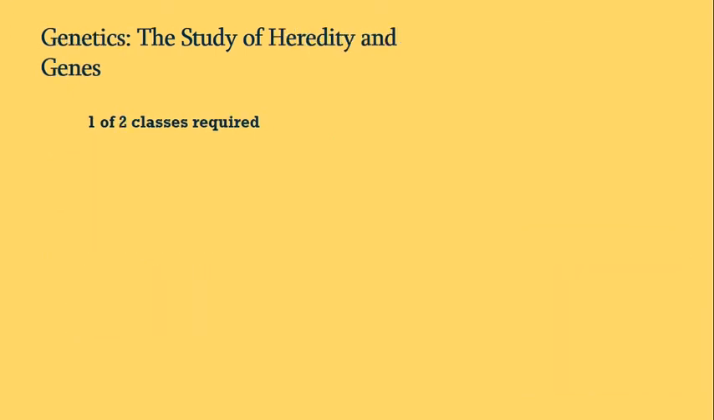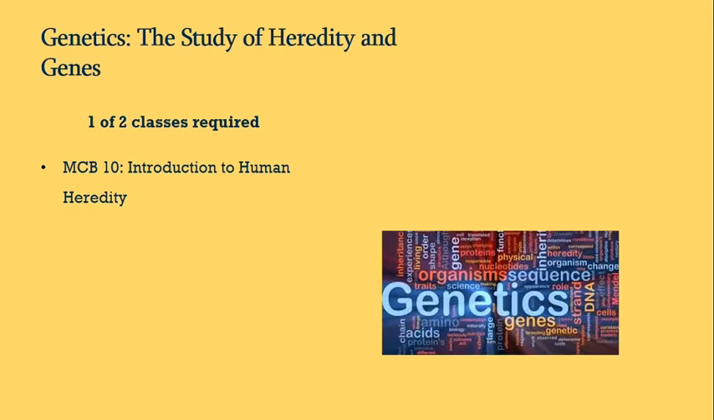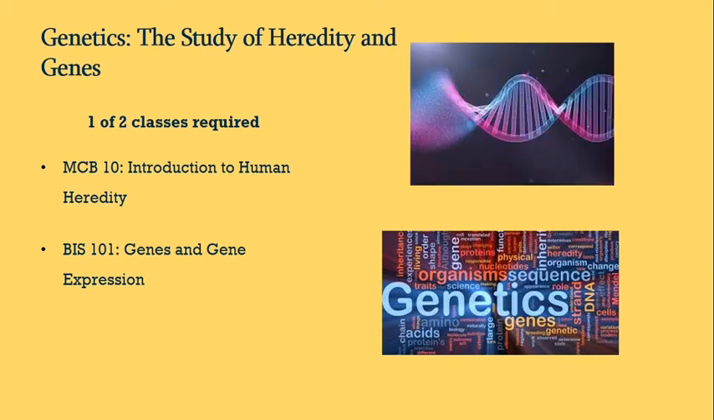The next subject is genetics. The first class that you can take is called Molecular and Cellular Biology 10, or MCB 10. This is a good class for those who are not pre-health. The next class is Biz 101, which is titled Genes and Gene Expression. This class talks about DNA structure and function, gene expression and regulation, and replication, transcription, and translation. However, this class does have prerequisites that are outside of the major, so if you plan to take it, make sure you have the prerequisites taken care of.